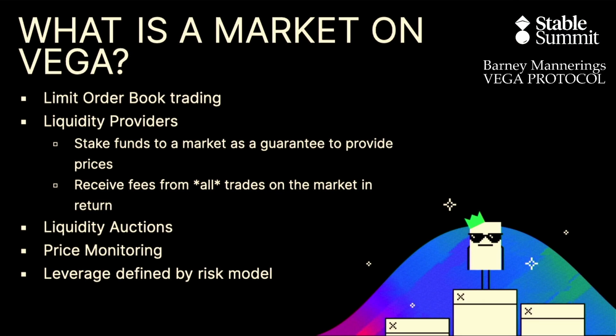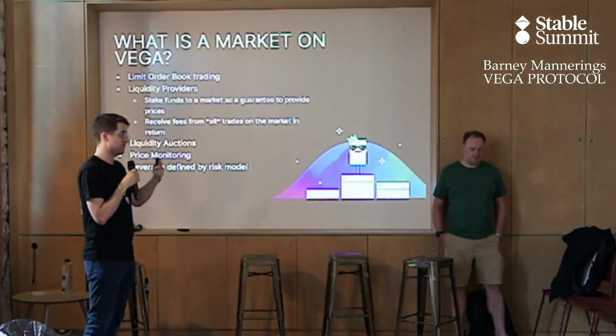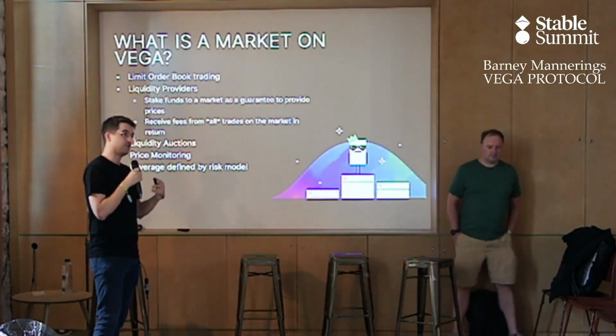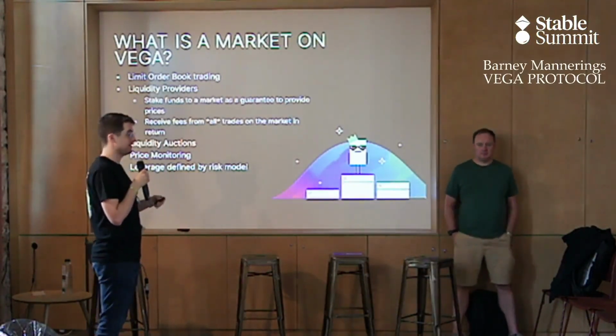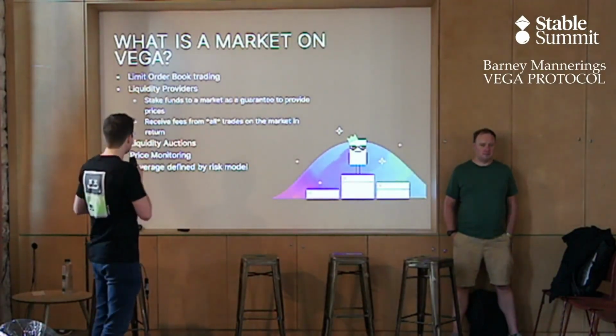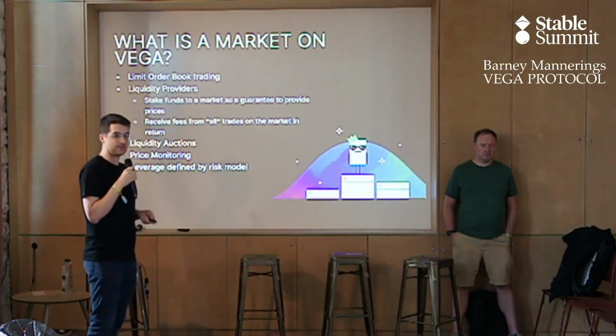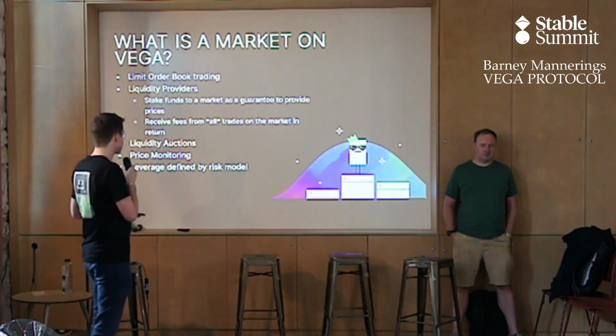We also have price monitoring auctions, which are another customizable feature of the market, which aim to prevent large price spikes by allowing price trading within some range of probabilities. And if a price would happen outside of that, then instead we drop into another auction for a few seconds or a few minutes, customizably, which allows the market to hopefully come to a realistic view of what the price should be and trade again at that.